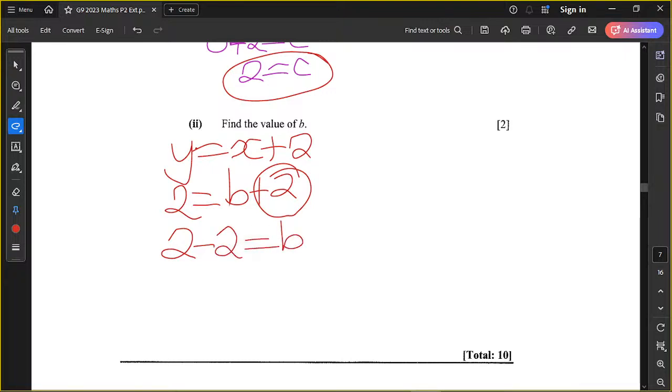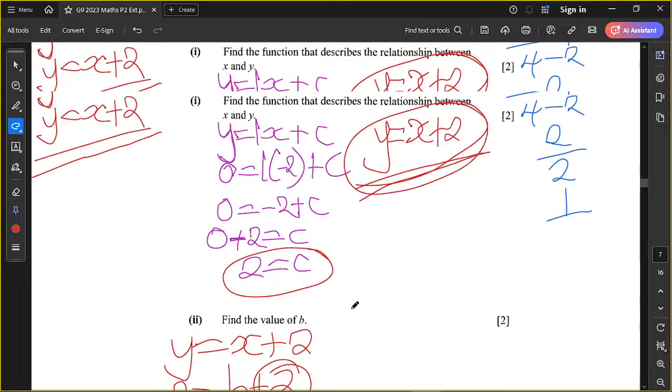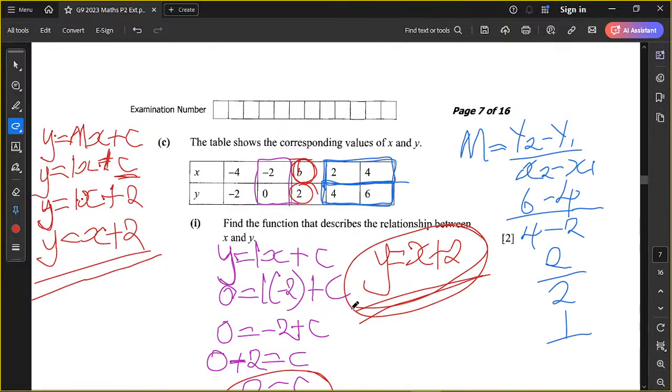Then our question is 2 minus 2. When we subtract 2 from 2, what do we remain with? 0, which is equal to b. So the value of b in that table is 0. When y is equal to 2, x will be equal to 0.